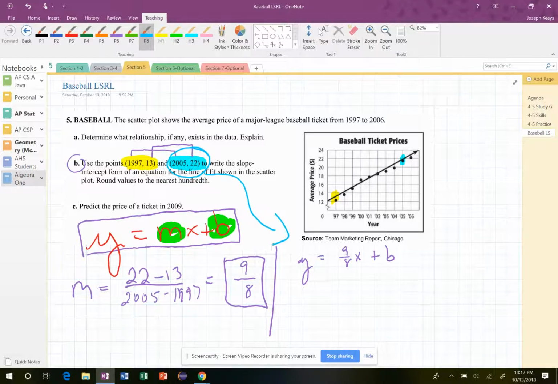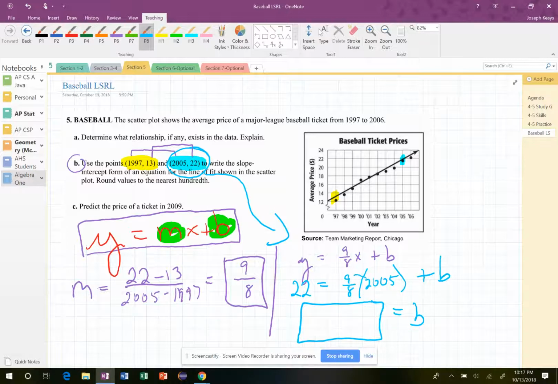And when I pick the blue one, I'm going to plug it into here. So the y coordinate is 22. The x coordinate is 2005. And I need to get b by itself. So I'm going to use my calculator right now. What I'm going to do, and that you're not going to see, is I'm going to take 9 times 2005 and divide it by 8. And then I'm going to swing it on the other side. And remember, when I swing it on the other side, it becomes negative.